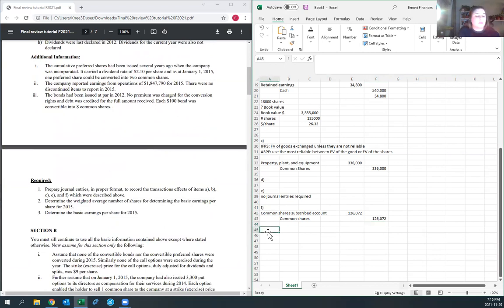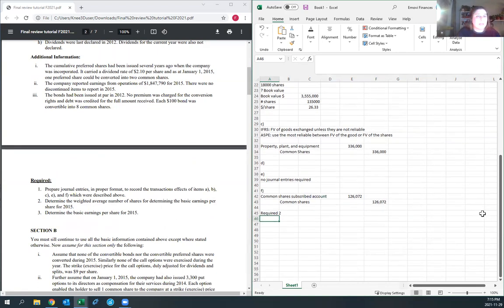For requirement 2, they're going to ask us to determine the weighted average number of shares for the basic earnings per share for 2015. So I'm going to do my little table. So I'm going to put down the date, the number of shares, the time, the split / dividends effect, and the weighted average common shares.